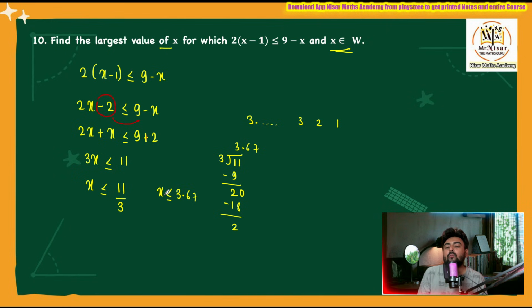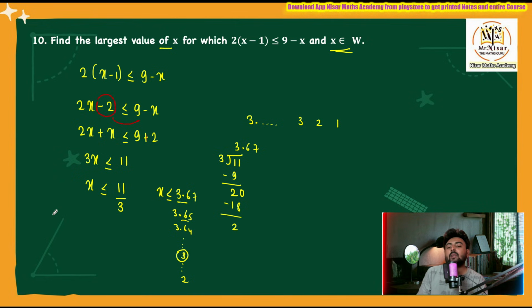So it means your value of x is less than or equal to 3.67, means less than this number. So your x value can be 3.65, your x value can be 3.64, then somewhere 3 will come, then somewhere 2 will come, and here it is written that x belongs to whole number. So these values we cannot take as the largest value, because this is not a whole number. So the first whole number is 3, and it will be the largest whole number.